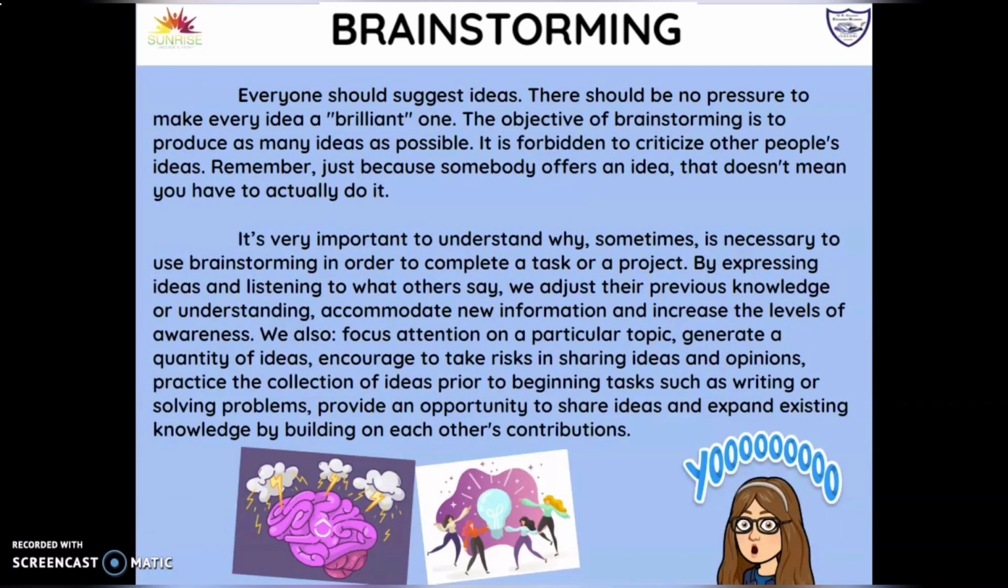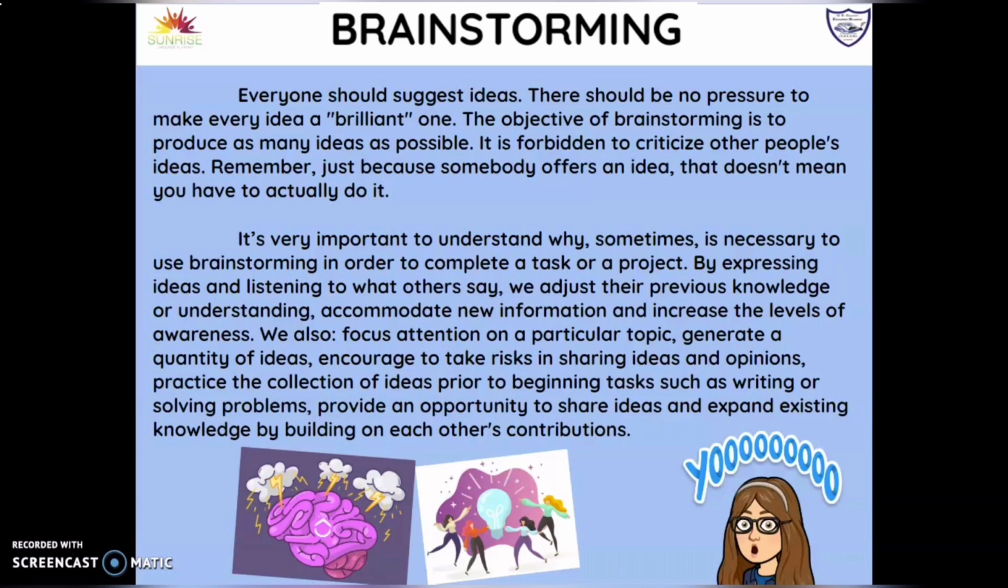In a brainstorming session, everyone should suggest ideas. No one should be pressured to make brilliant ideas. Remember that the objective of the brainstorm is always to produce as many ideas as possible. It doesn't have to be all brilliant ideas. We just need ideas to come up with the solution to our problem or to move forward with our project. You're not supposed to criticize other people's ideas, and just because someone offered an idea doesn't mean that you actually have to use it. That's why the sixth step that I was talking to you about is so important. You just need to get rid of the ideas that are not going to work.